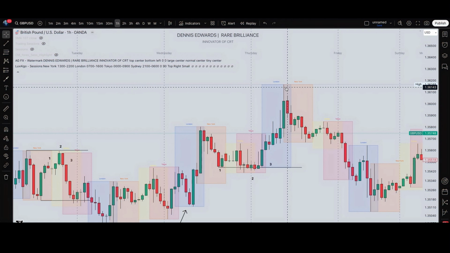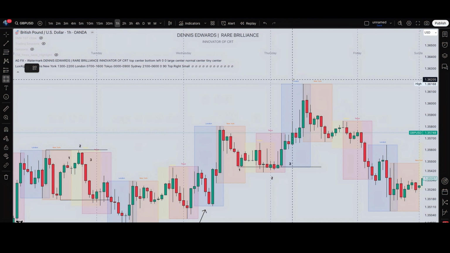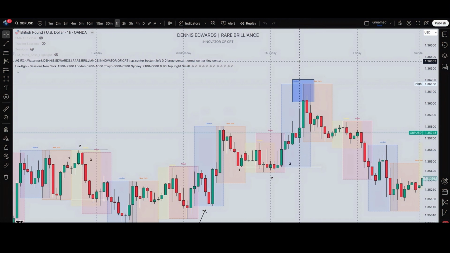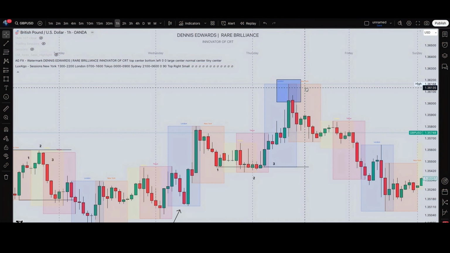This is the overlap of the session, which is the most volatile time of the sessions, because you have both London still in play and New York still in play. So you have a lot of volume within this area. As we can see, within this area, we began to see another shift happening, or some sort of change in price behavior just because of the timing of the session.